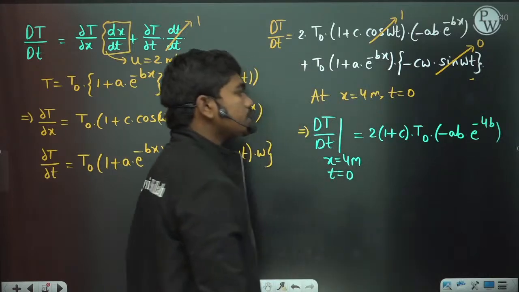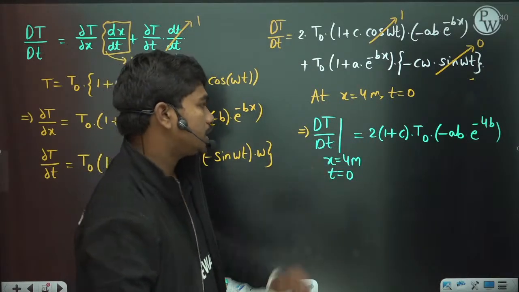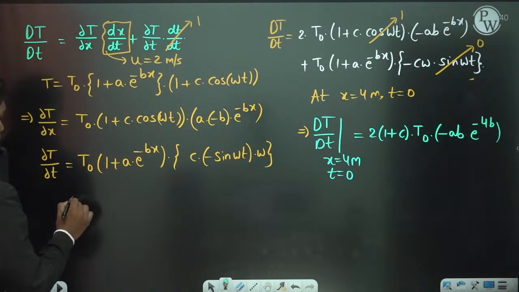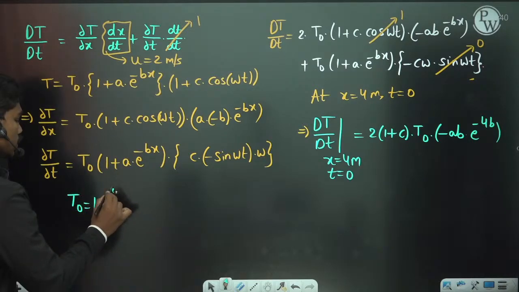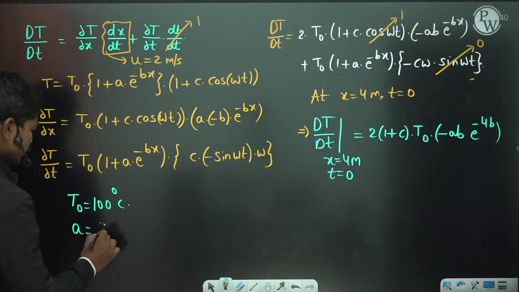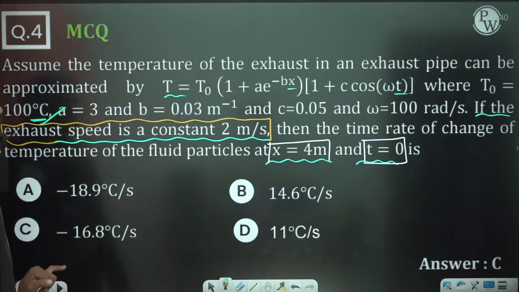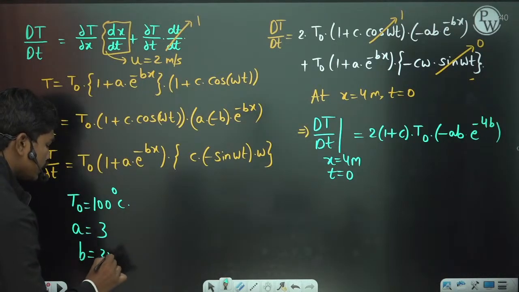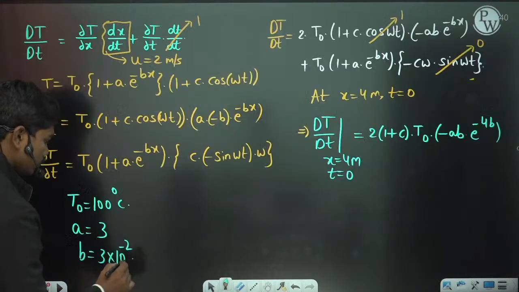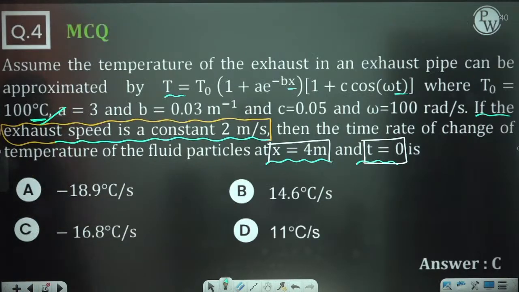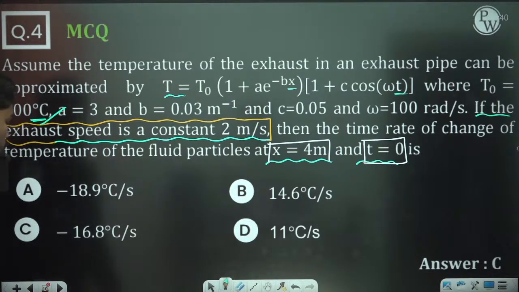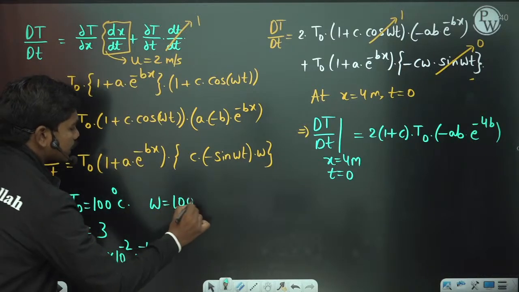Now let us read the values of the constants T naught, a, b and c. T naught is 100 degrees Celsius first of all. Small a is also given. Small a is 3. B is 0.03, so 3 into 10 to the power minus 2, 0.03 meter inverse. So this is meter inverse, and a is of course a dimensionless constant, because it has to be multiplied to some exponential function. And what about omega? 100 radians per second.